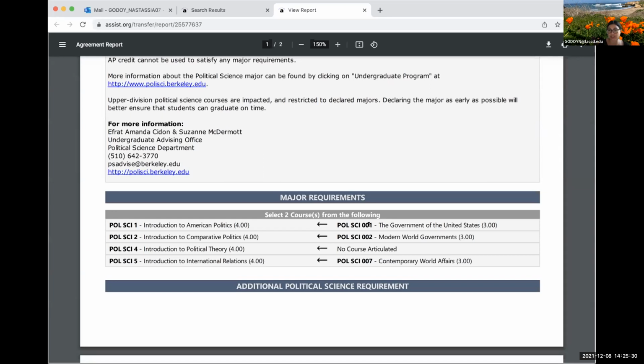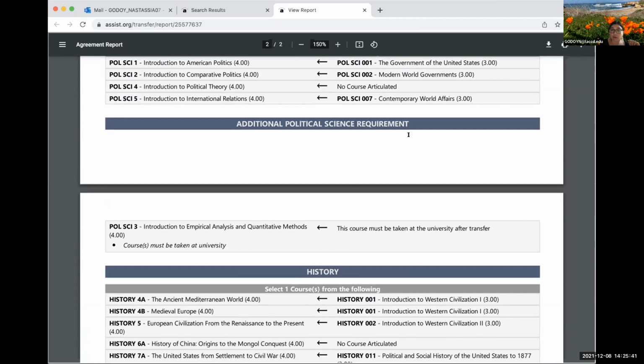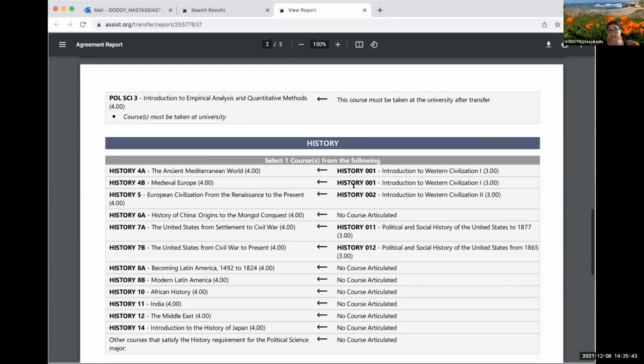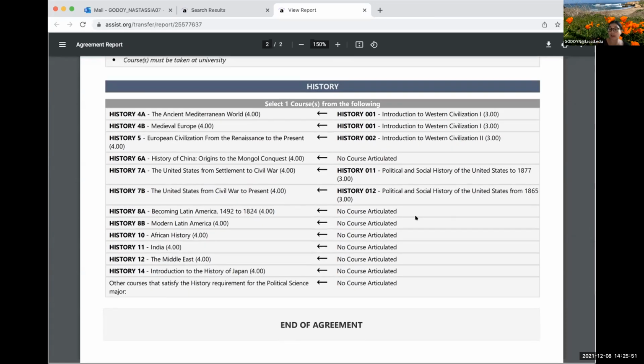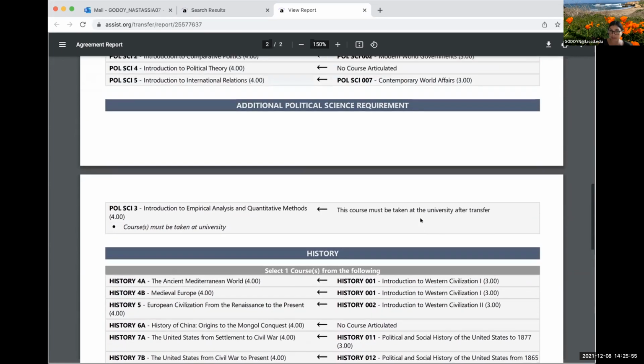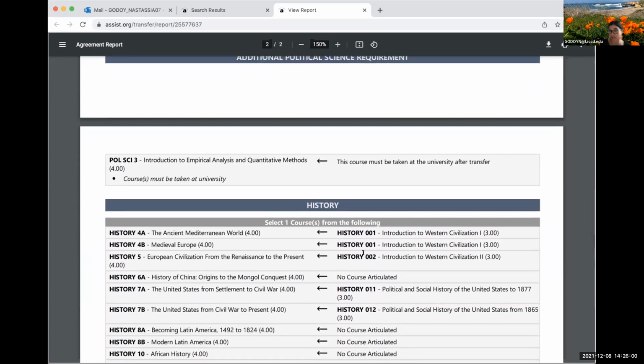So I could choose political science 1 and political science 2 if I wanted to, or I could do political science 2 and political science 7. It would be up to me, but I need to choose. Then it says additional political science requirement. It says select 1 course from the following for history. So I would choose 1 of these courses on the right side, and then end of agreement. So I know if I want to transfer to UC Berkeley as a political science major, I need 2 of these political science classes and 1 of these history courses.